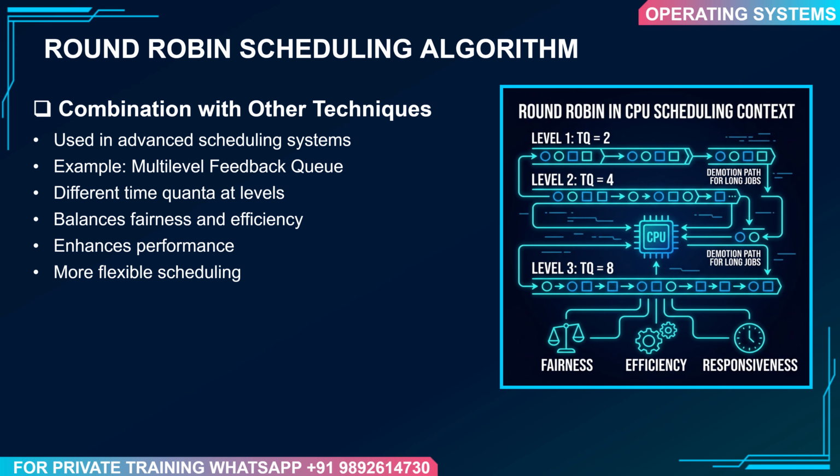To connect this with the broader picture of CPU scheduling, round robin is often used in combination with other techniques. For example, in more advanced scheduling systems like multi level feedback queue, round robin is used at different levels with different time quanta. This allows the system to balance fairness, efficiency, and responsiveness. You will explore this idea more deeply in upcoming topics.